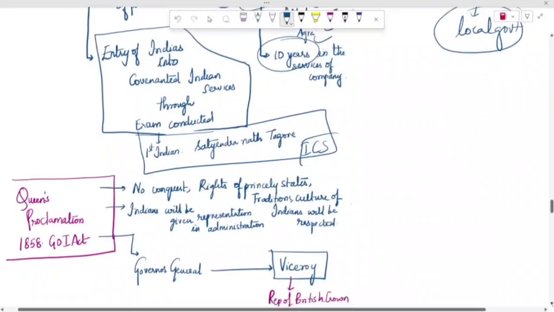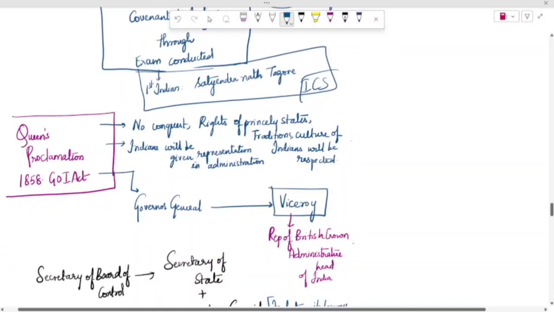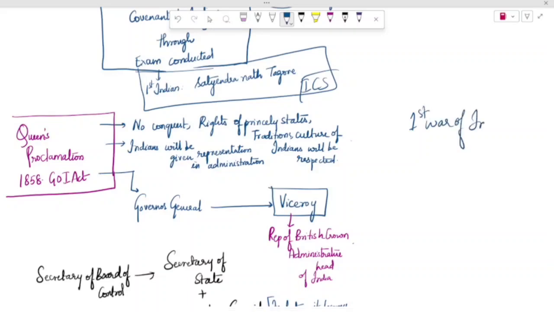Then the Queen's Proclamation of 1858, the Government of India Act, comes after the First War of Independence in 1858. The Queen proclaimed that there will be no conquest from now on, the rights of princely states will be respected, and the traditions and culture of Indians will be respected. Indians will be given representation in administration.